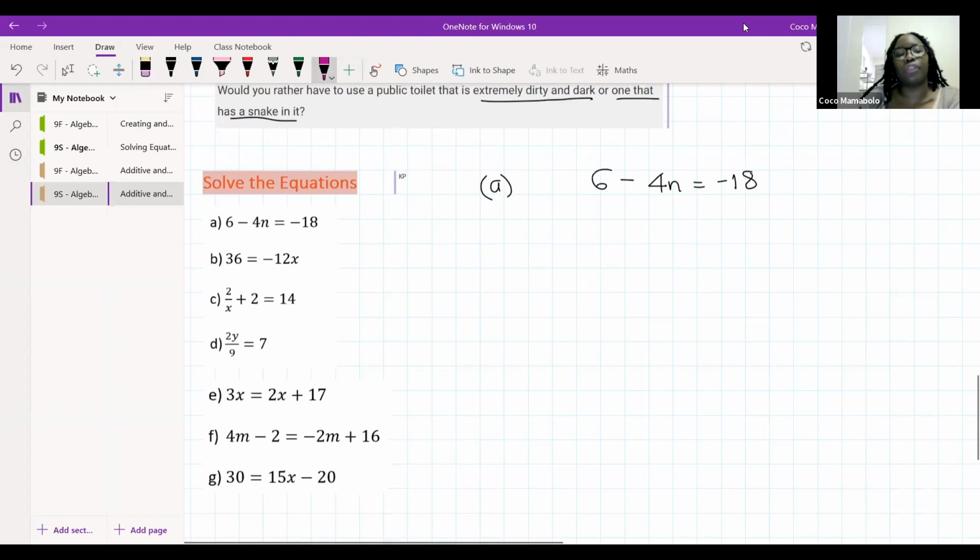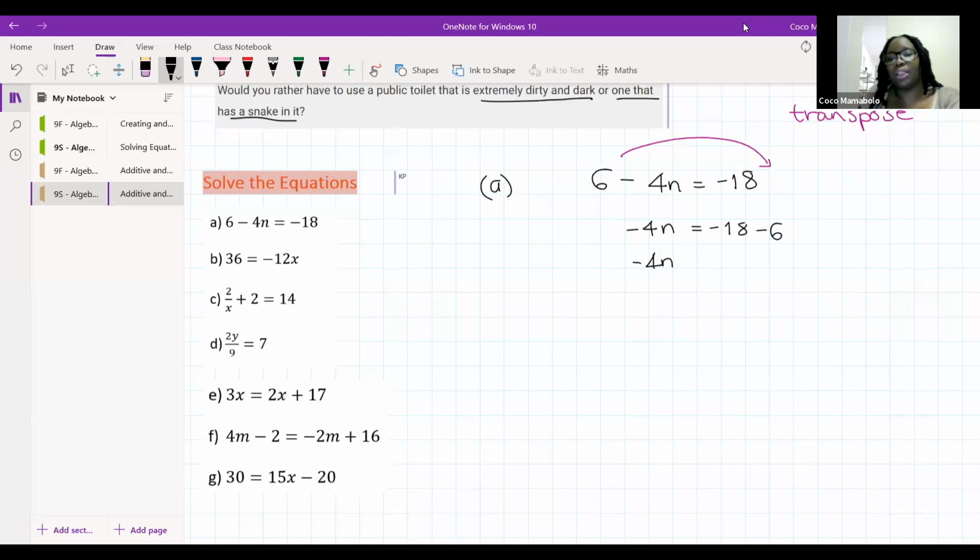Now, I know most of you probably just took 6 over to the other side of the equal sign, which is called a transpose. And then you ended up with negative 4n is equal to negative 18 minus 6. Therefore, negative 4n is equal to negative 24. And then we can just divide by negative 4 on both sides. Negative 4, negative 4, cancel, cancel. Therefore, n is equal to 6. Now, give me a yes in the chat if this is exactly what you did.